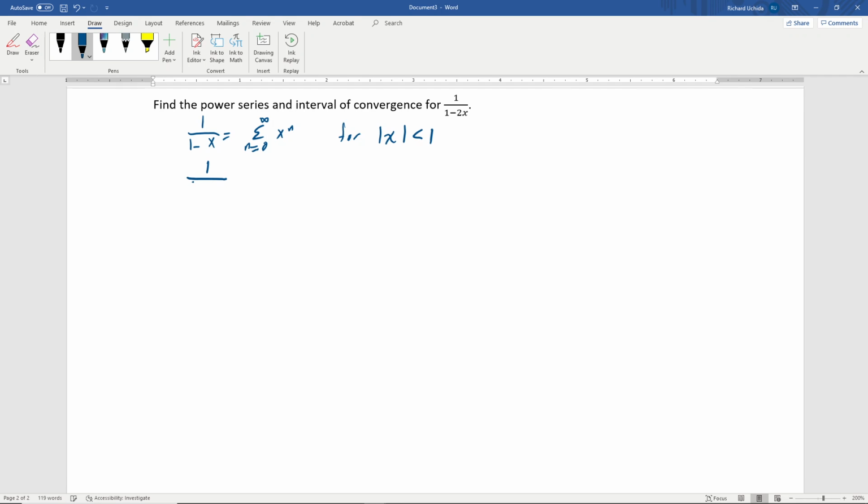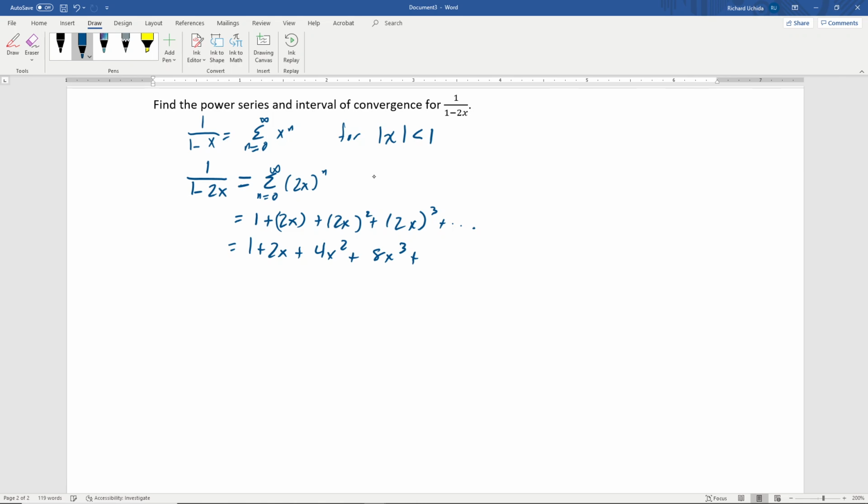So 1 over 1 minus 2x would equal the power series from 0 to infinity of the quantity 2x to the n, using that third property. So that would equal 1 plus the quantity 2x plus the quantity 2x squared plus the quantity 2x cubed, dot dot dot. So that would be like 1 plus 2x plus 4x squared plus 8x cubed, dot dot dot.